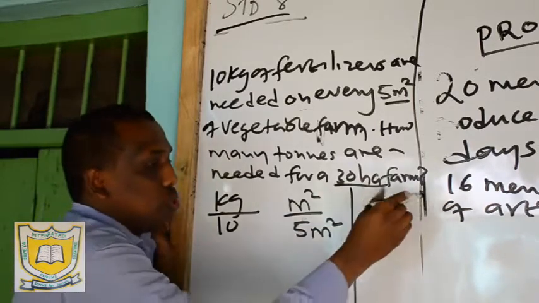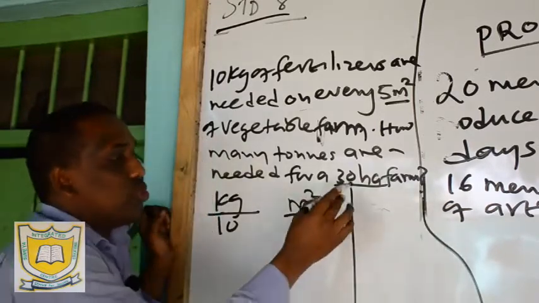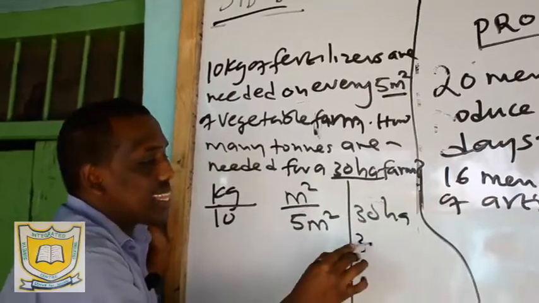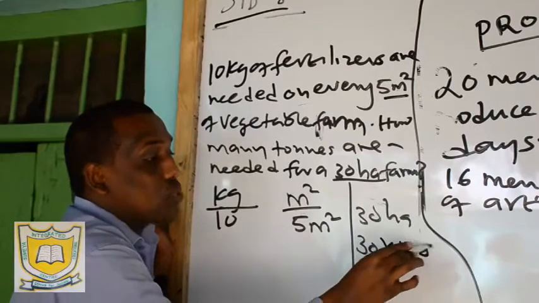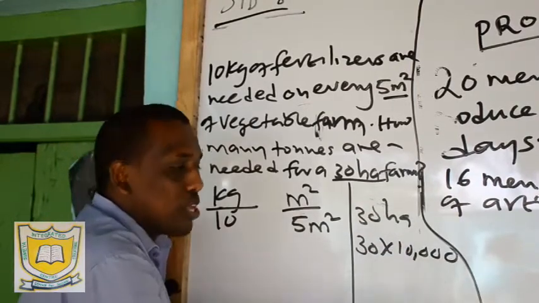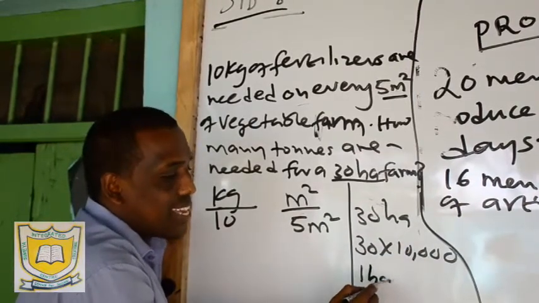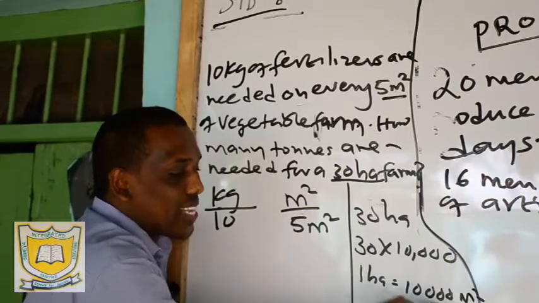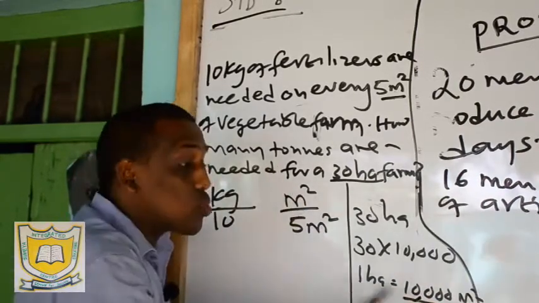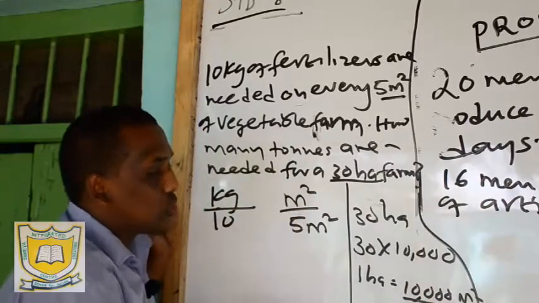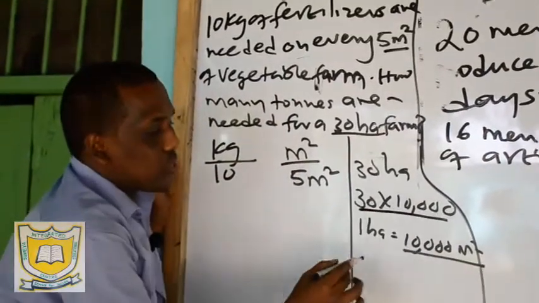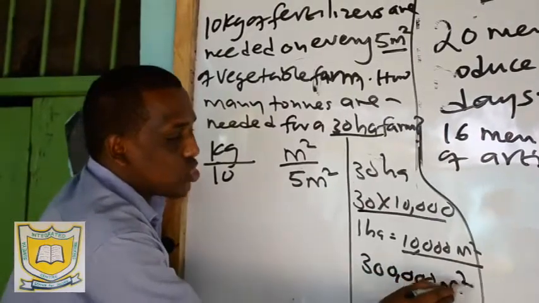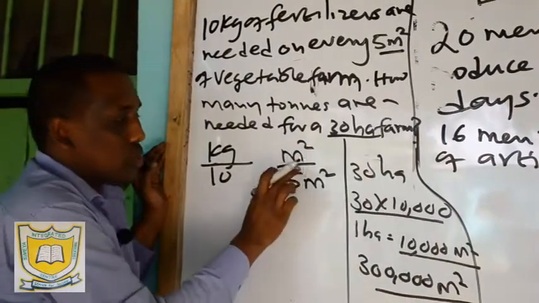So what do you do? They are not in the same unit. You change 30 hectares into meters squared. You say 30 multiplied by 10,000. Where is 10,000 from? You must know that 1 hectare is always equal to 10,000 meters squared. That one you should know. So now you say times 10. So here you will get 300,000 meters squared. We have changed this one into meters squared because here it's in meters squared.